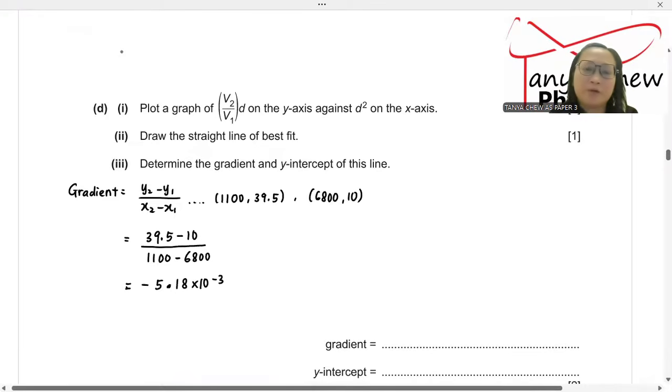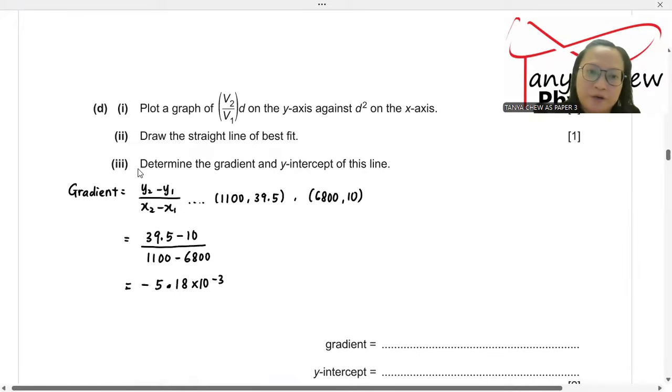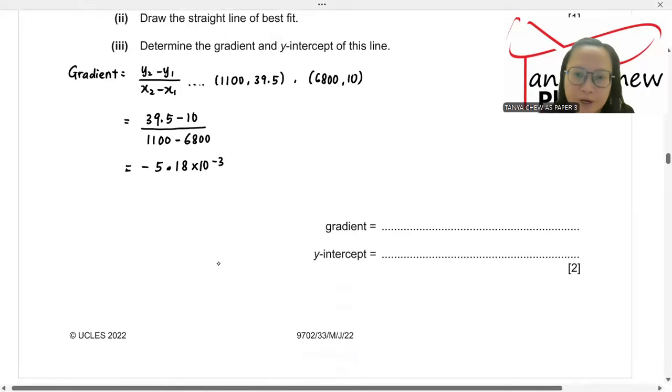It doesn't matter if you don't put a unit for a gradient because gradient is math. Normally, we don't put a unit for gradient. So my answer is negative 5.18 times 10 to the power negative 3.